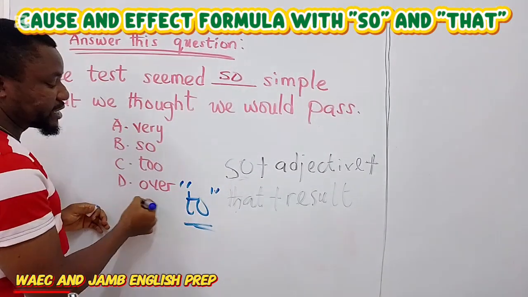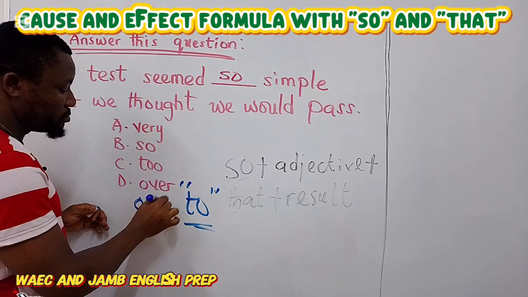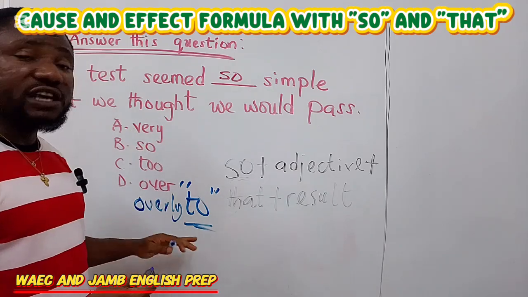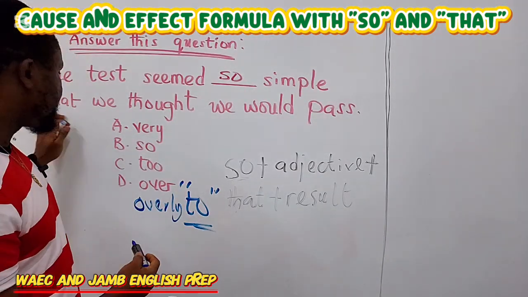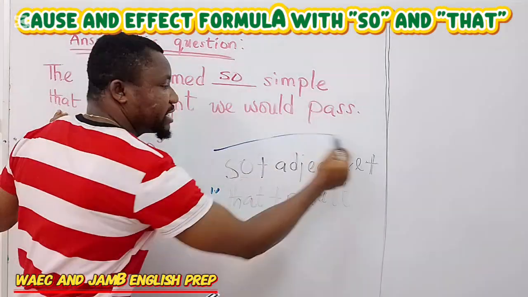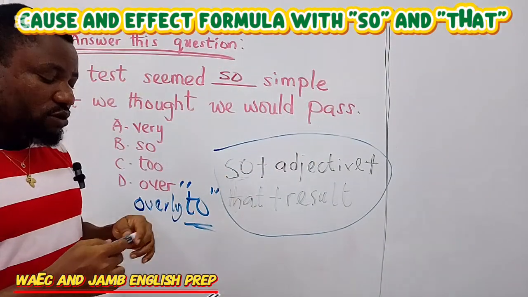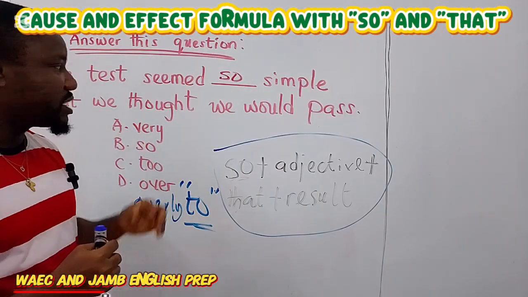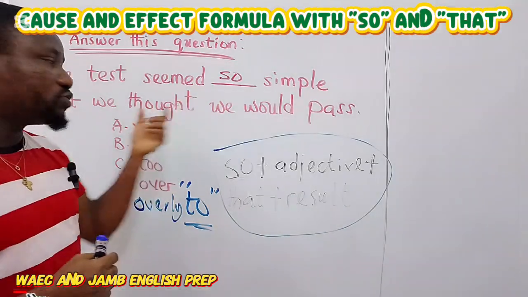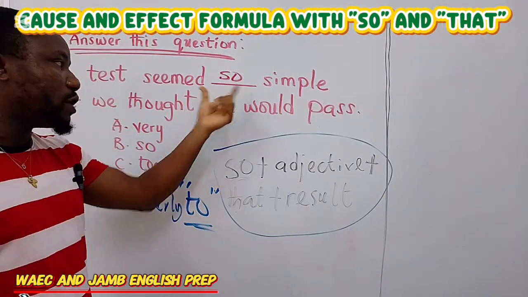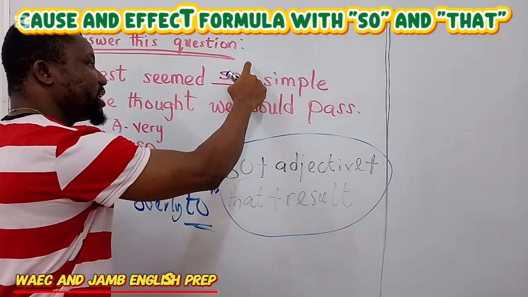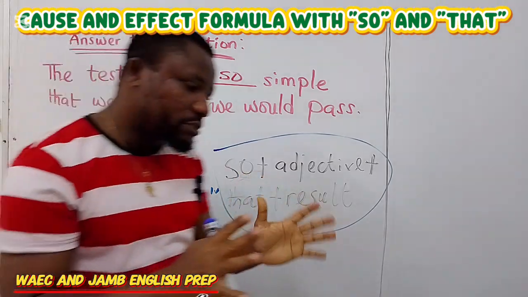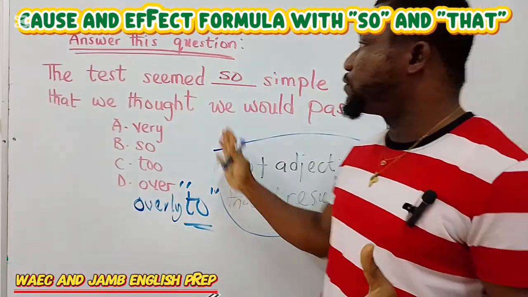The right option in this case might have been overly: the test seemed overly simple. And even at that, we can't use overly with the structure of that in the formula for cause and effect. What I'm just saying basically is that when you have cause and effect to deal with in your questions, and you have that, just know that what collocates with that in the structure of cause and effect is so. And if you have so already here, the missing link is going to be that. So that's basically the concept of cause and effect.